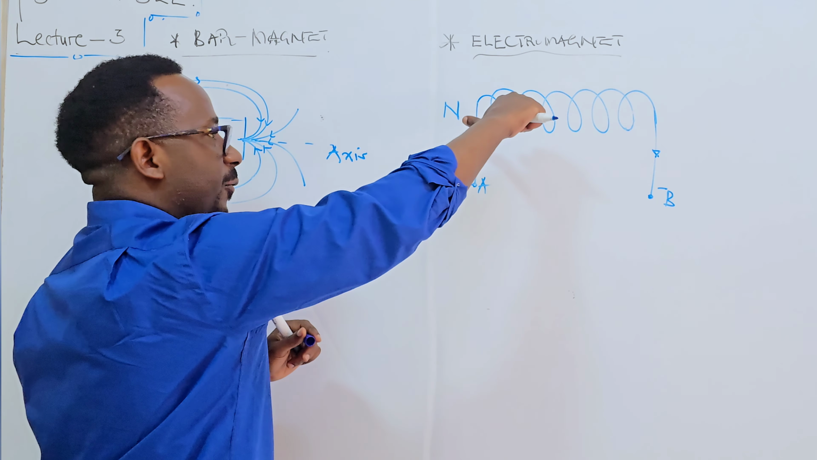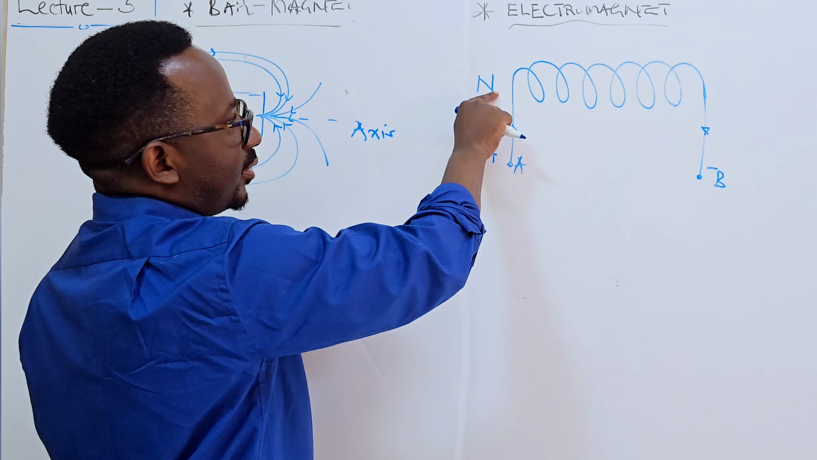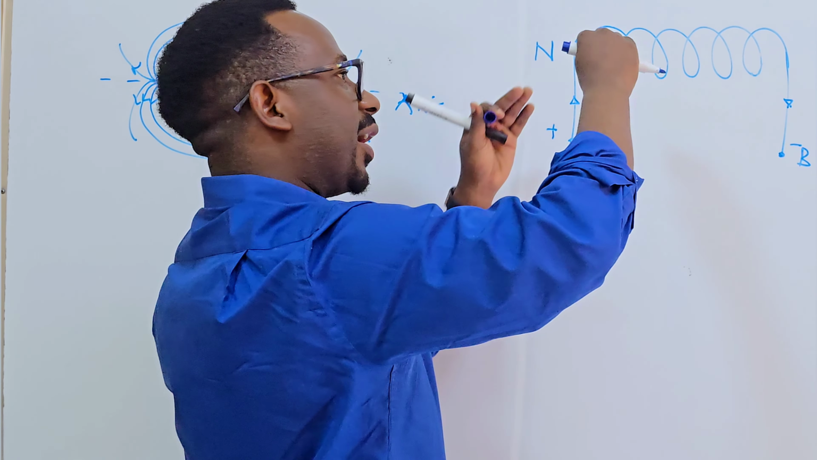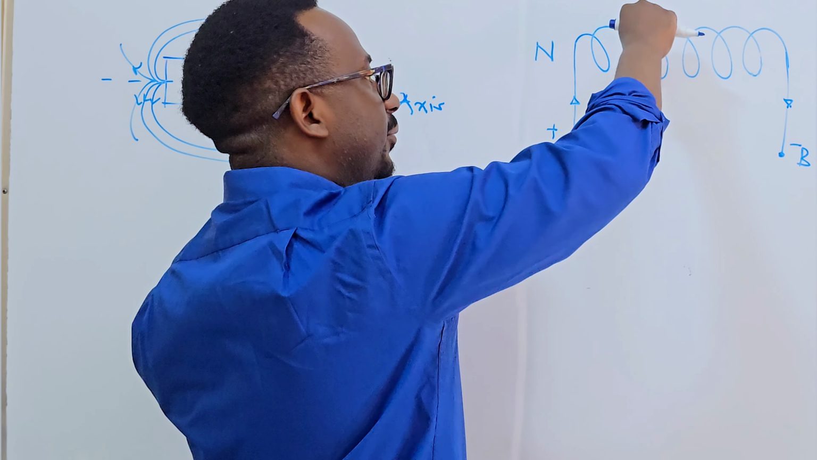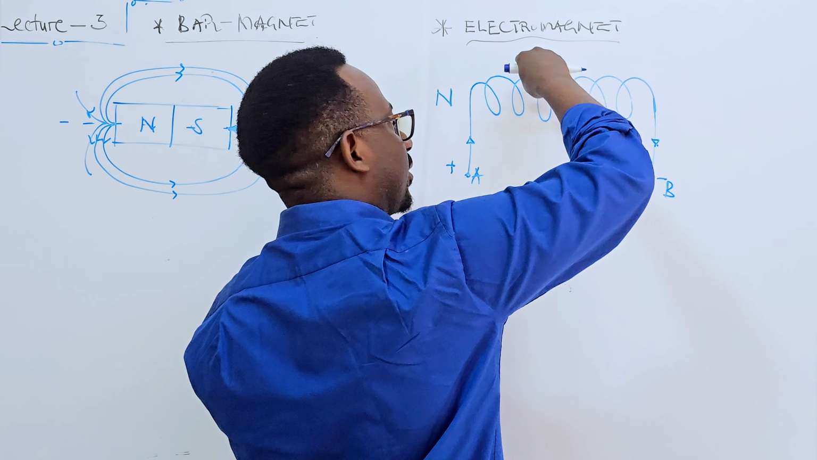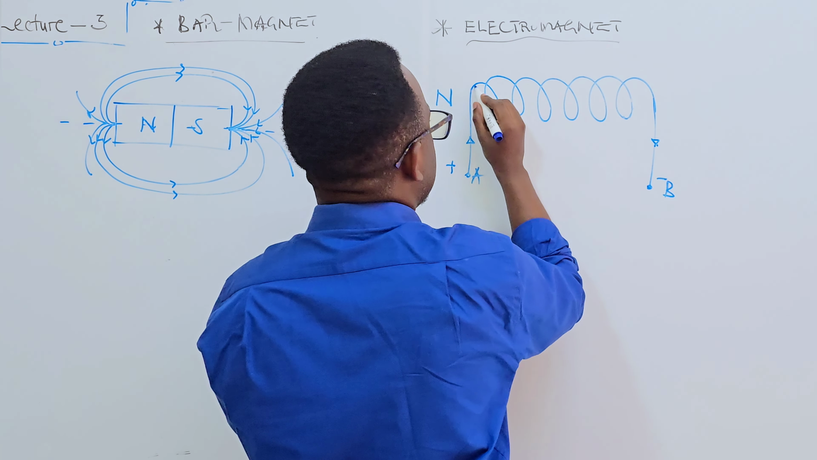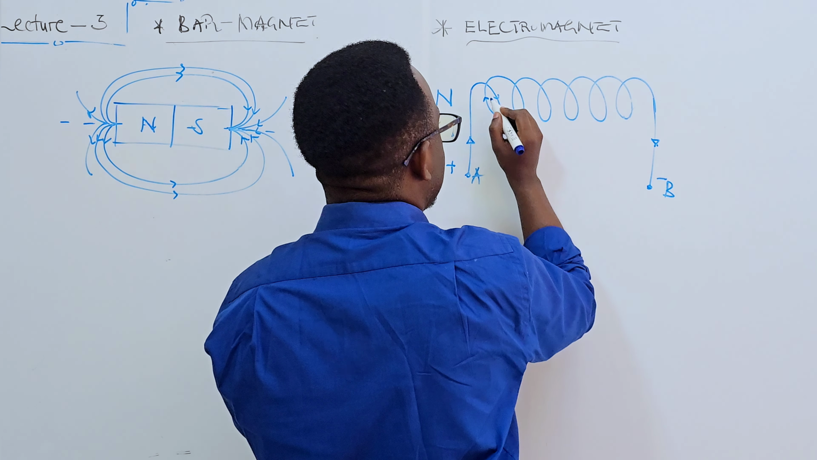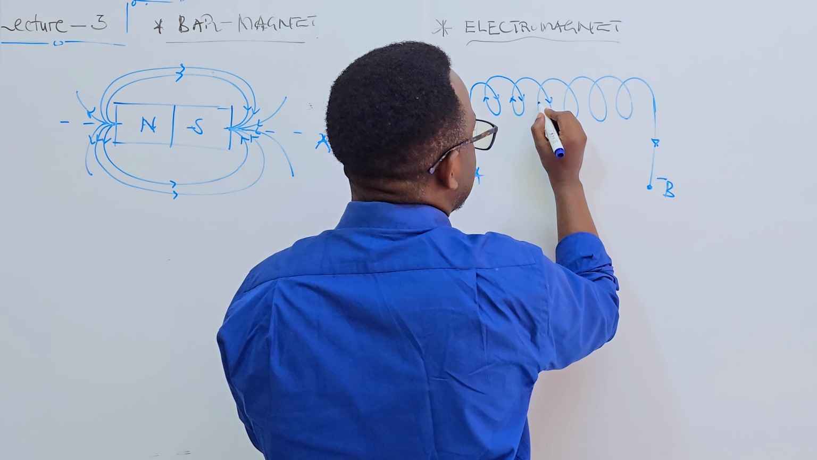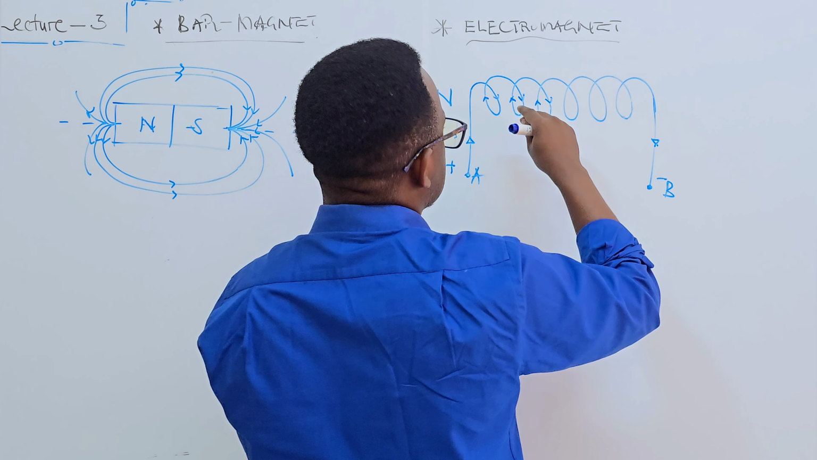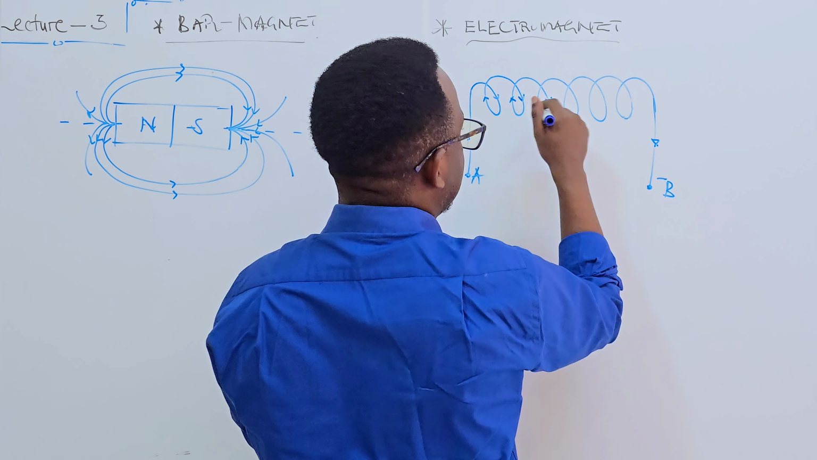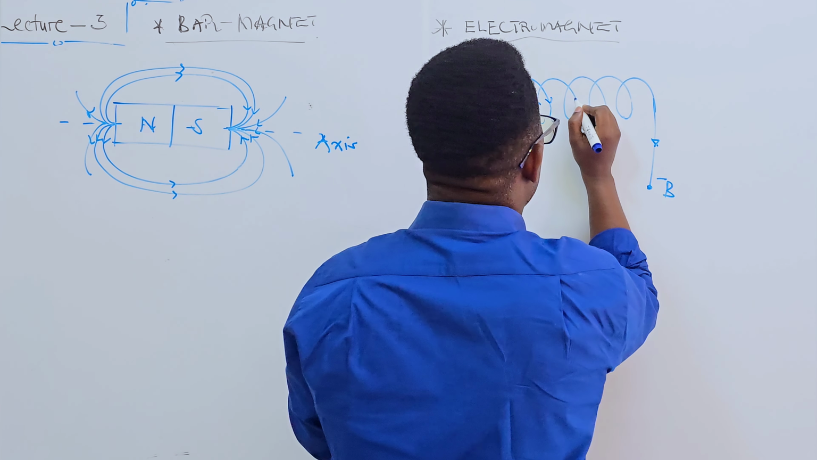For the solenoid, what determines the direction of the north pole and the south pole is the thumb, whereby the fingers follow the direction of the flow of current. Let's say we have it like so. That means the current is going bottom, top, bottom, top, flowing like so, depending on the way I've coiled the piece of wire.